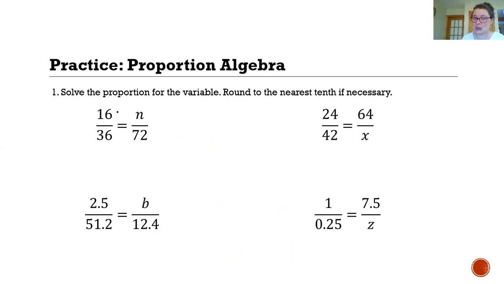So we're going to solve this one. So we have 16 over 36 equals n over 72. We could reduce this further, but we don't need to because we just want to find out what n is. So we're just going to use some algebra. Yes, it means our numbers are going to be larger, but you have a calculator, so that's not a big deal. So 36 times n gives us 36n. That needs to be equal to 16 times 72.